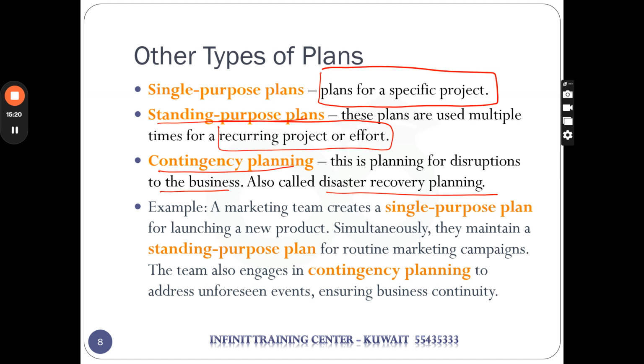We can look at an example. A marketing team creates a single purpose plan for launching a new product. So that is only for launching that particular product, that we call a single purpose plan. But simultaneously they maintain a standing purpose plan for routine marketing campaigns. So they have routine marketing campaigns, and for how they will do each marketing campaign, they have a plan.